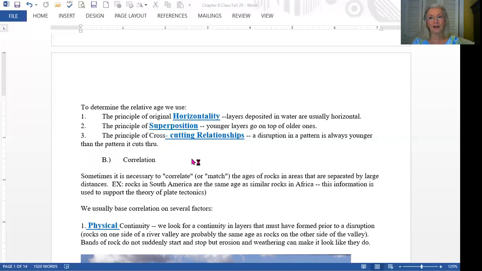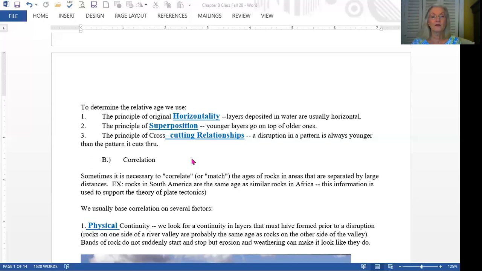What does that mean? That means if you have a dike, remember that dikes are igneous intrusions. They were cross-cutting to the country rock they entered into. The country rock has to be there, and then the dike enters it. It can't go the other way around. So the country rock is in place, and then the dike comes in.